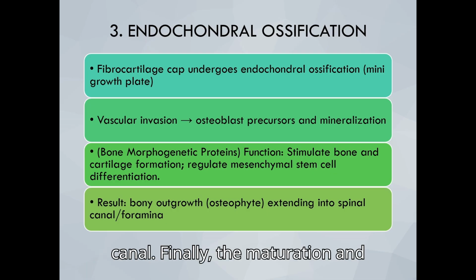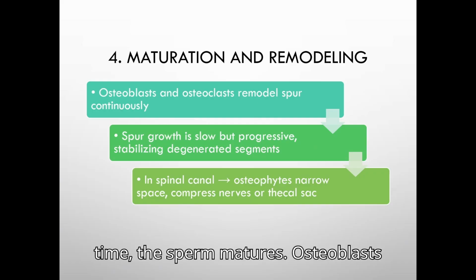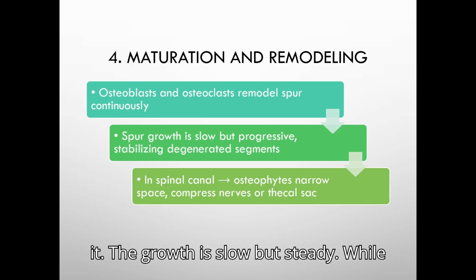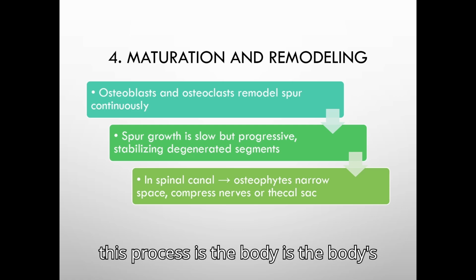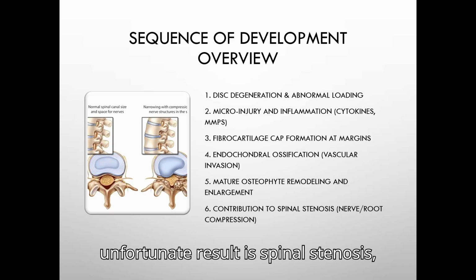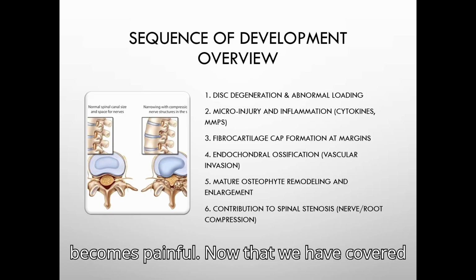Finally, maturation and bone remodeling occur. Over time, the spur matures. Osteoblasts add new bone, while osteoclasts reshape it. The growth is slow but steady. While this process is the body's way of stabilizing weakened segments, the unfortunate result can be spinal stenosis, where nerves get compressed and movement becomes painful.